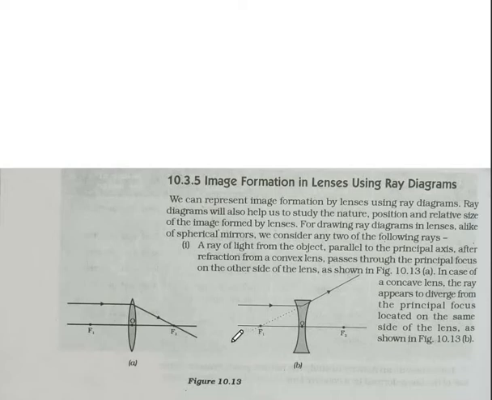Whenever you are drawing the ray diagrams, this rule will help you. I repeat again, whenever the ray of light is going parallel to the principal axis, after refraction it will pass through the focus, that is F2, that is converges you can say. In case of concave lens, when the ray of light is going parallel to the principal axis, after refraction it will go in this direction as if it appears to diverge from F1.